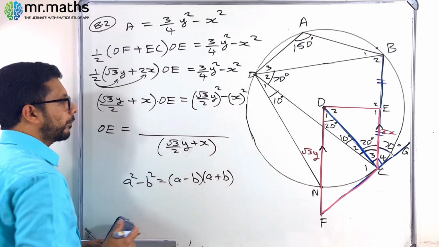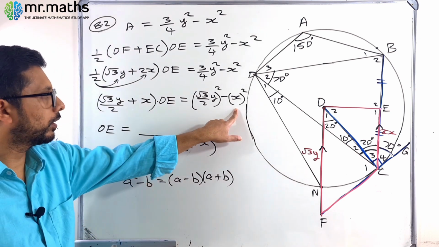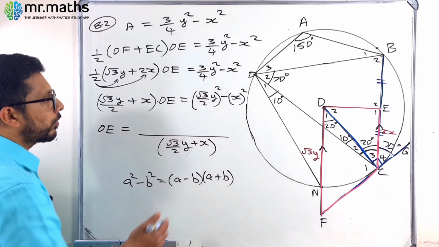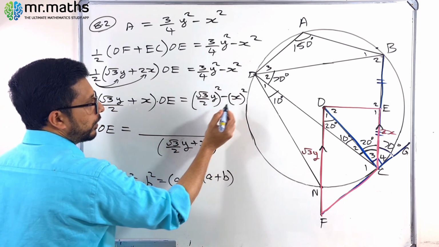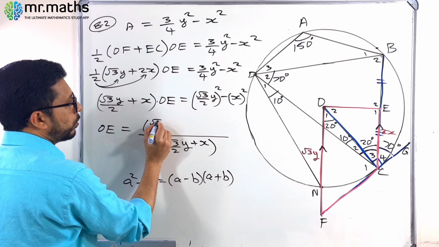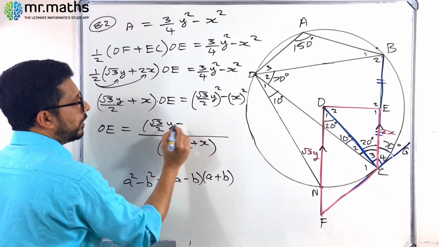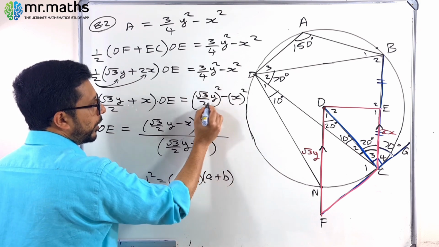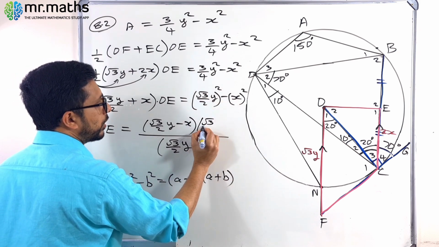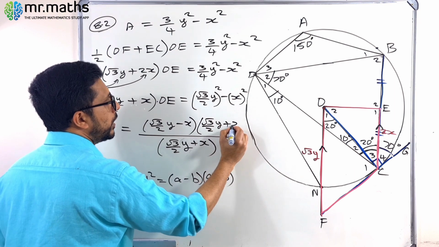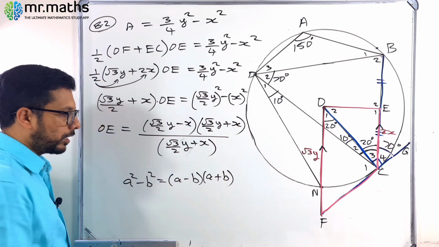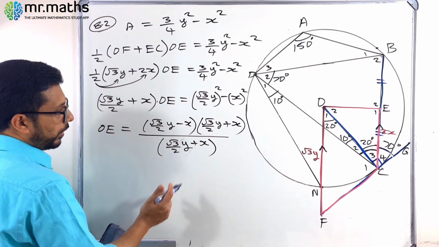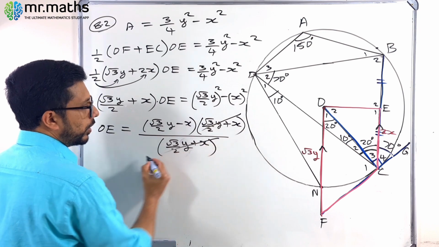This one is y. Okay, now this side, I can expand like this, a minus b into a plus b. This is a and this one is b. So it is a minus b, that is root 3 by 2 y minus x, into a plus b. This root 3 by 2 y is a, so it is root 3 by 2 y plus x. A squared minus b squared is a minus b into a plus b. Okay, so now can you see these two quantities are the same thing, so we can cancel that too.